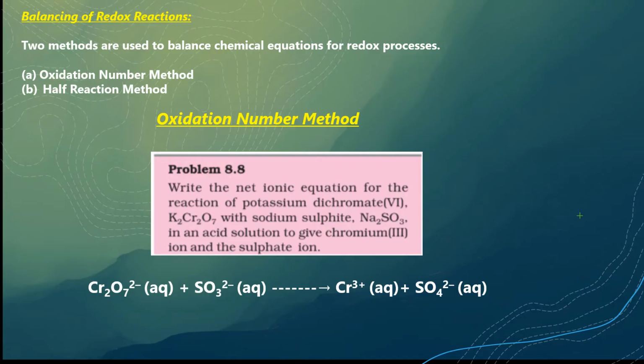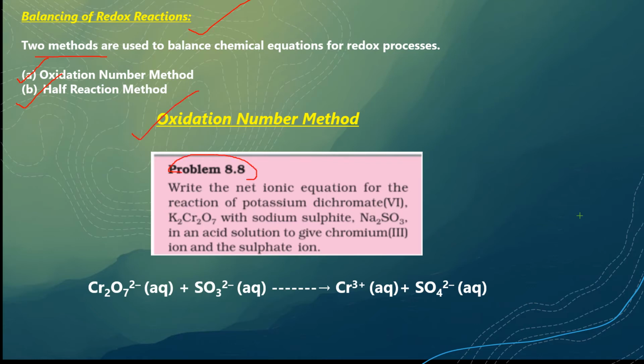Now we have to discuss the most important part of the chapter, the application of whatever we have understood till now, that is balancing of redox reactions. There are two methods to do it. One is the oxidation number method, which I'll tell you first, and then the half reaction method. So let us start with the oxidation number method, and we take a specific problem.